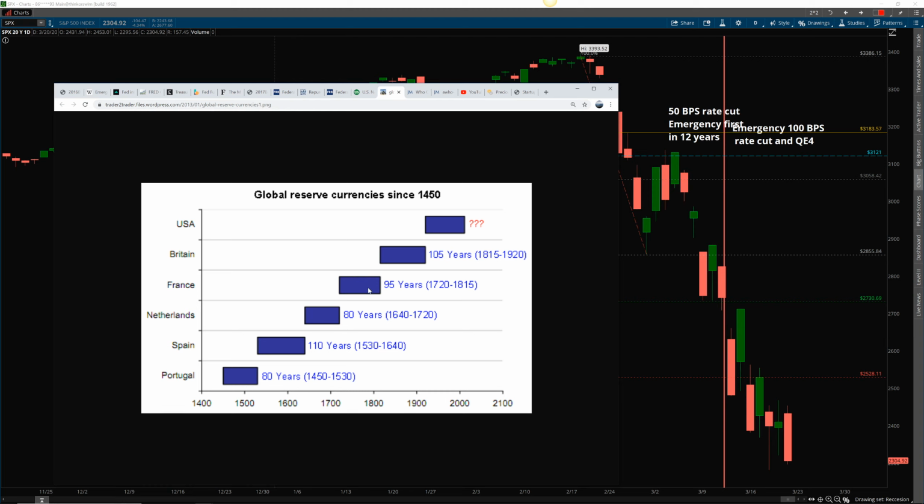And this has changed throughout history. Before the United States, it was Great Britain. Before Great Britain, it was France. Before France, it was the Netherlands. Before them, it was Spain. But you can see none of these have ever lasted as a world reserve currency over 110 years.